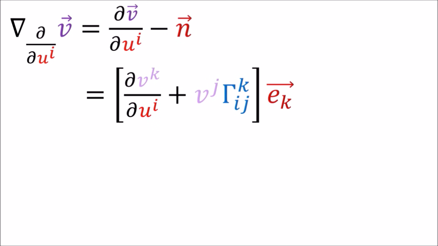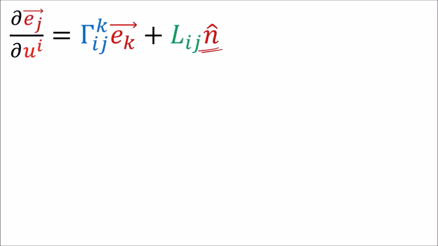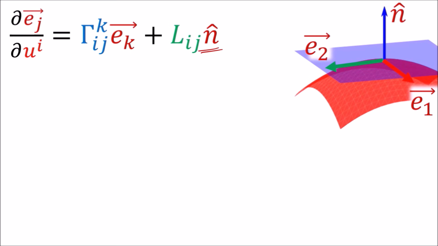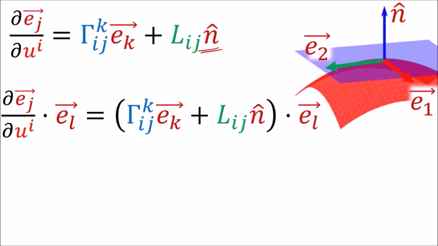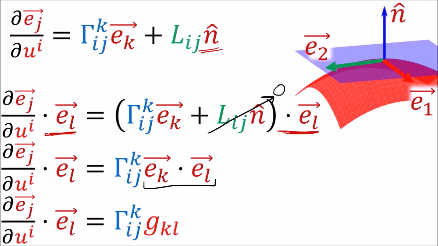Now, the problem here is that we don't know how to solve for the Christoffel symbols. So to do that, we're going to start with this formula for the expression of the basis vector derivatives. And remember, this normal vector is normal to the tangent plane by definition. So by definition, it's perpendicular to both the tangent basis vectors. So if we take the dot product on both sides of this formula with a tangent vector EL, then this dot product will go to 0 since n hat and EL are perpendicular. And this dot product of the basis vectors just gives us the components of the metric tensor by definition.